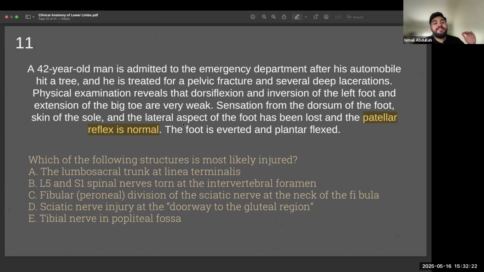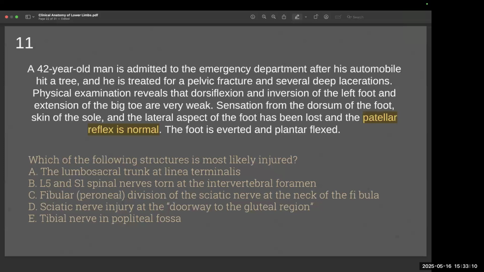If it's the sciatic nerve injury at the doorway to the gluteal region, there will be more sensory loss to the lower limb in general, and there will be more muscle weakness. He's only having weakness in dorsiflexing, inverting, and extension of the big toe. These are the only muscle weaknesses that the patient is going through, and there's not full sensory loss. So it wouldn't be sciatic nerve, because if it was, there would be more sensory loss and more muscle weakness compared to what he presented with.